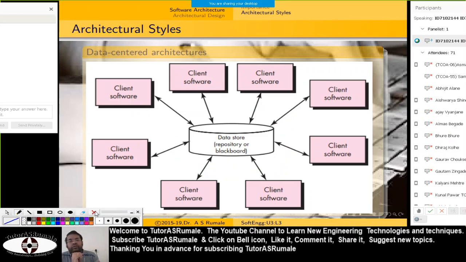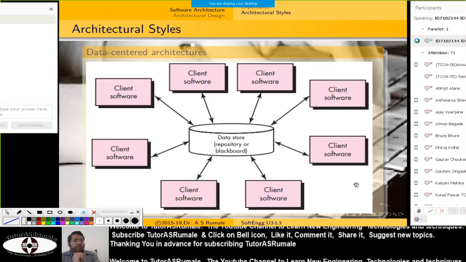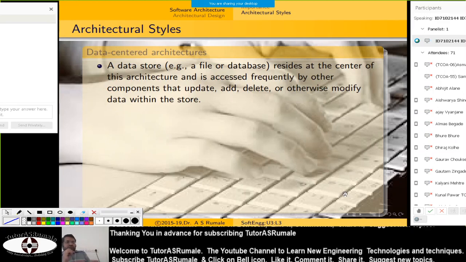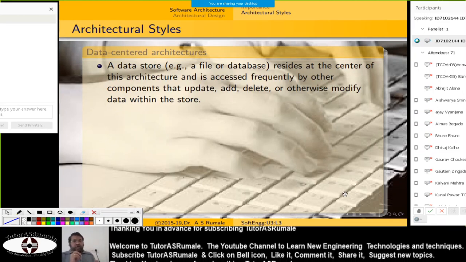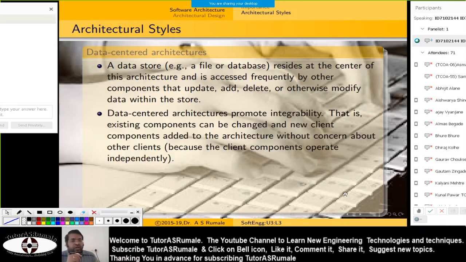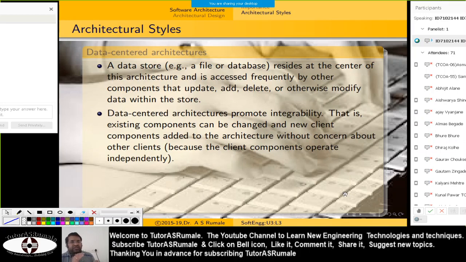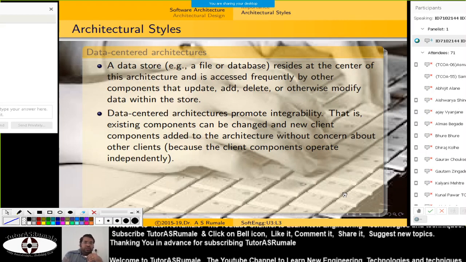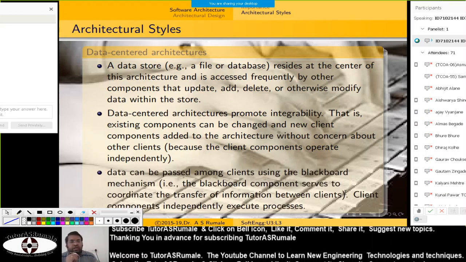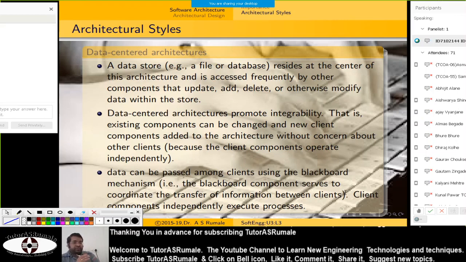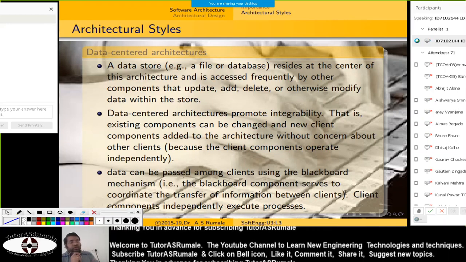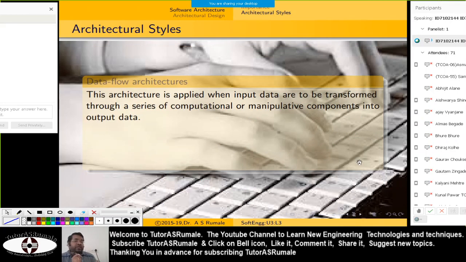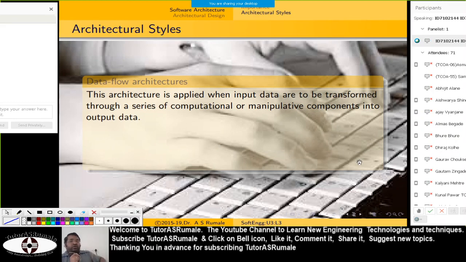Okay, very important in this current era is the data centric architecture, the data store. This may be a data store, database, or files, where you have to store this data and retrieve data from there. So data warehousing, data marts. Data centric architectures promote maximum integrability, and see the importance of this. Likewise, data can be passed among clients. For example, when it comes to financial data, you also have to go through different types of security measures. So data centric architecture is defined based on the type of data and what you are going to do.